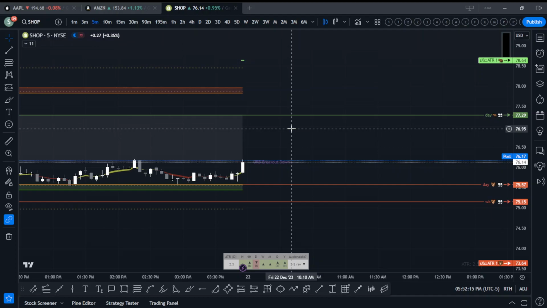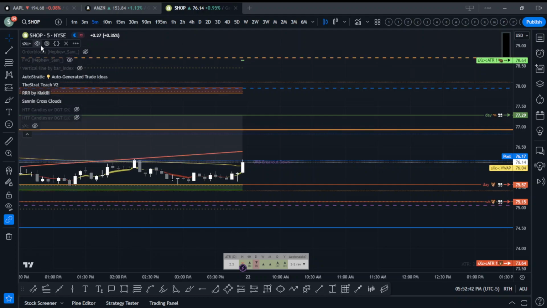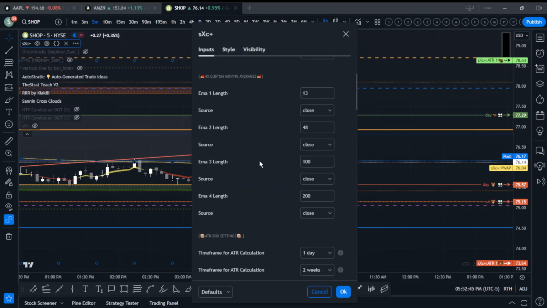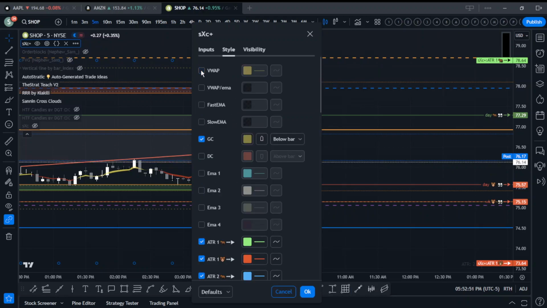I don't have an indicator for MVWAP, but I think he does. I'm not sure if he could come off and tell you about it, but I don't specifically use MVWAP. But the Sannin Cross Clouds Plus Ultra indicator does have a VWAP on there. It doesn't have the MVWAP, but it does have the VWAP. And you can put that on there by just going to the styles, and the VWAP will show up right here. You can change the color and whatnot.